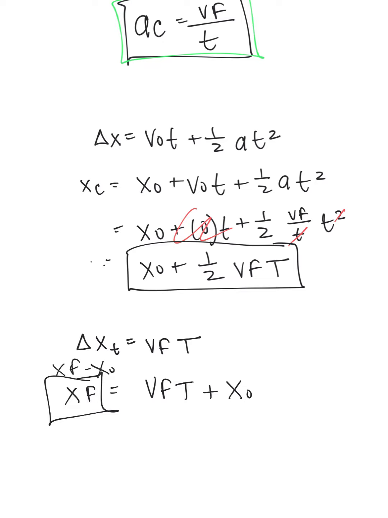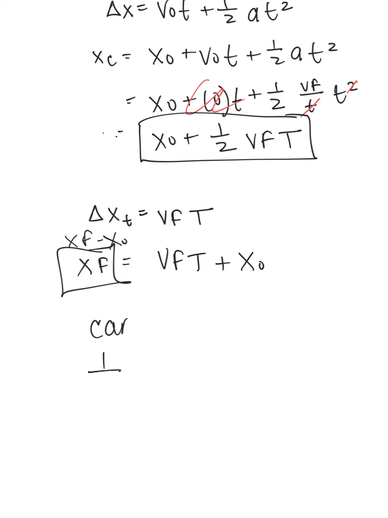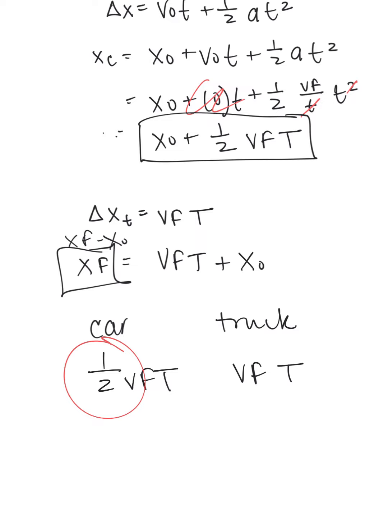So we can compare this equation for the car, which is 1/2 v final times t, to the truck, which is just v final times t. And we can see that this is 1/2 of this. So the truck will have traveled further than the car, which is represented as the answer D.